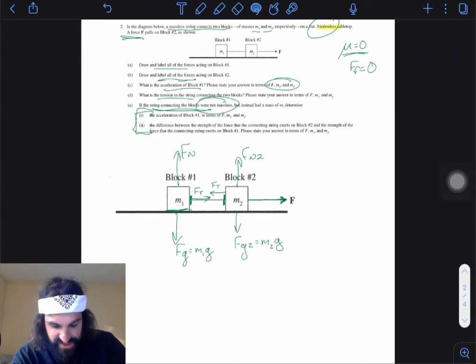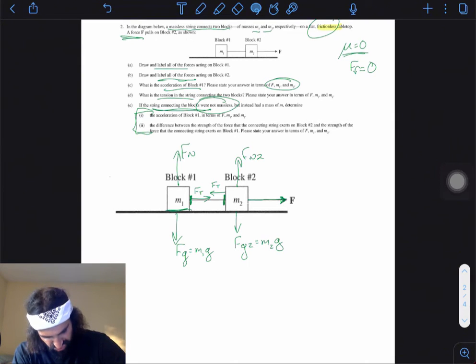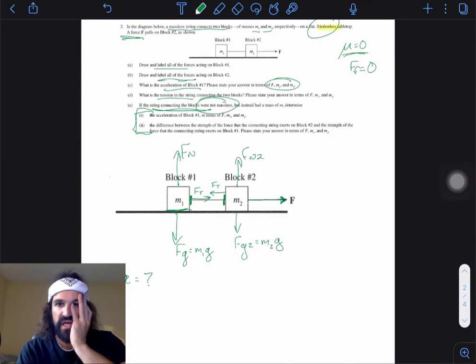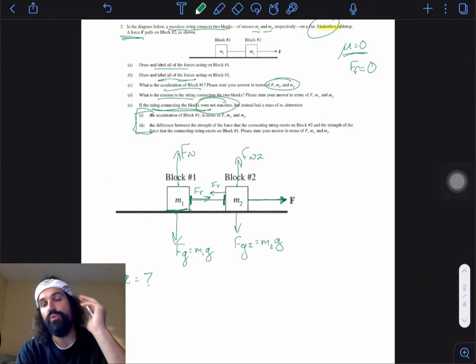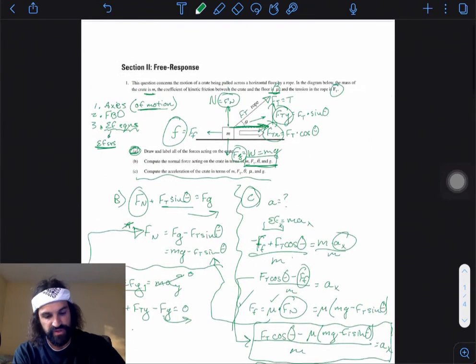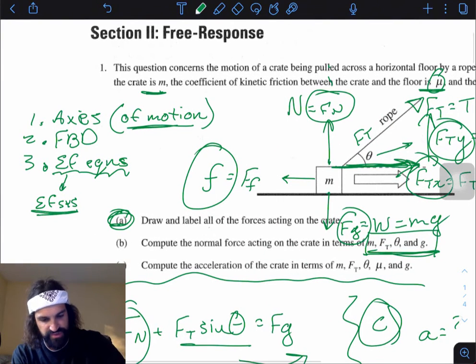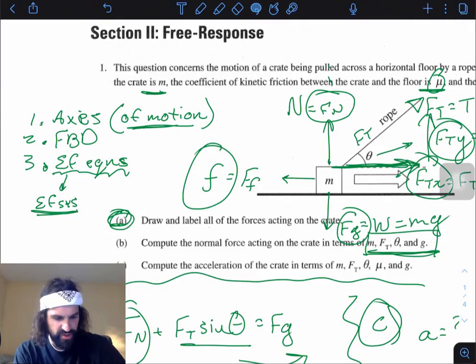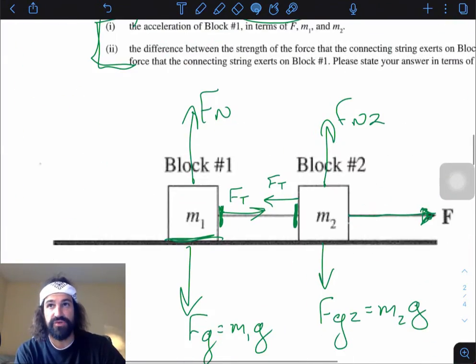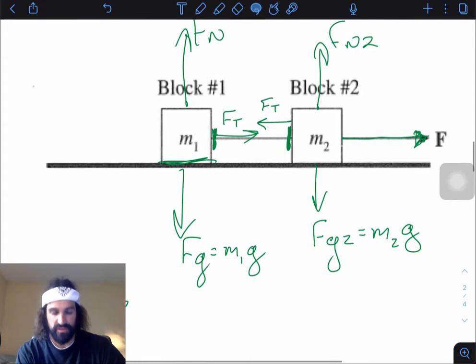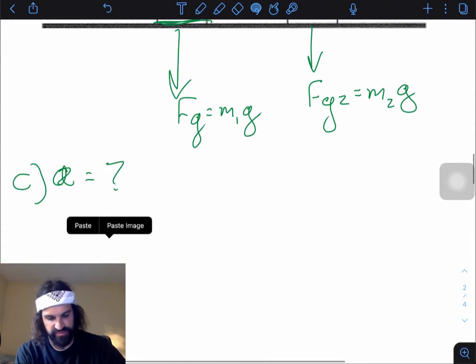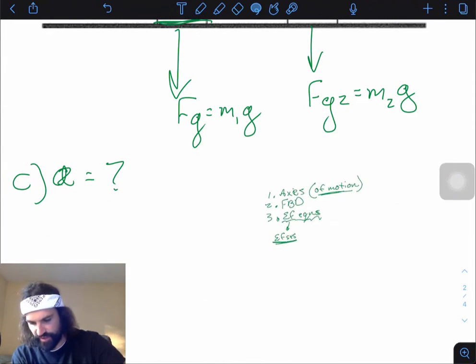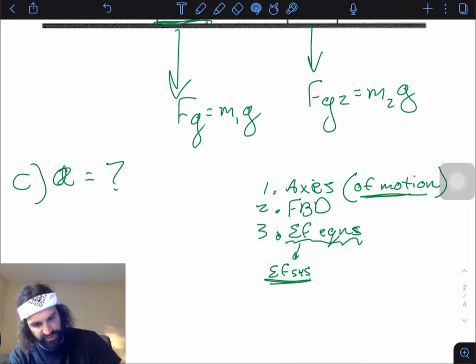Part C, what is the acceleration? Acceleration is unknown, and now I'm feeling lost. How the heck do we approach acceleration whenever you're lost with a forces problem? These are the steps you're doing. Axes of motion, free body diagram, net force equation. That's your key to all forces problems. Excuse me, I got lost in my thought. So I'm just going to put that up here for me.